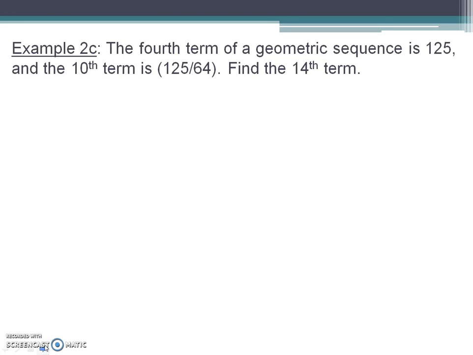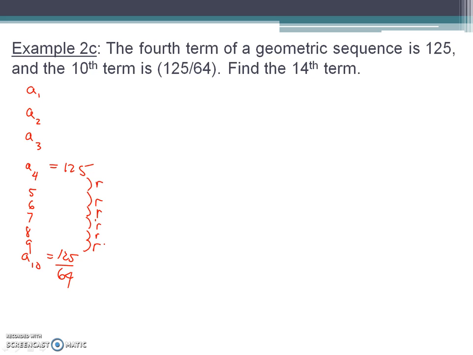So we've got this geometric sequence. The 4th term is 125. And then the 10th term is 125 over 64. So we have the 5th, 6th, 7th, 8th, and 9th term sitting in between 125 and 125 over 64. So what you've got to think is you've done times r, times r, times r, etc. You've done that 1, 2, 3, 4, 5, 6 times to get from the 4th term to the 10th term. So rather than going all the way back to the 1st term, we don't need to do that. 125 times r to the 6th power has to give you that 10th term. So we're just going to do it that way.